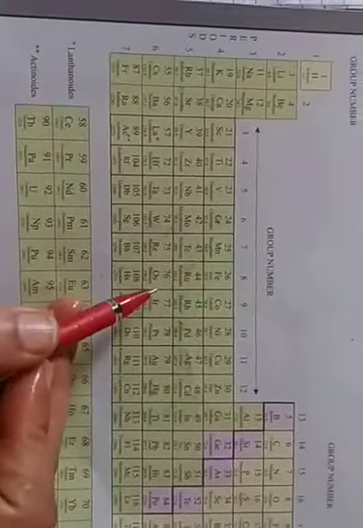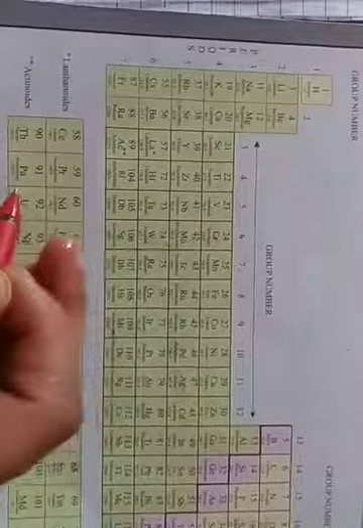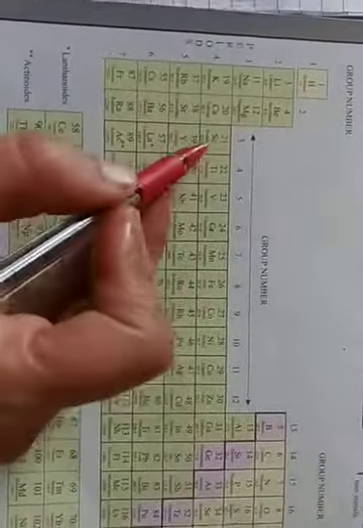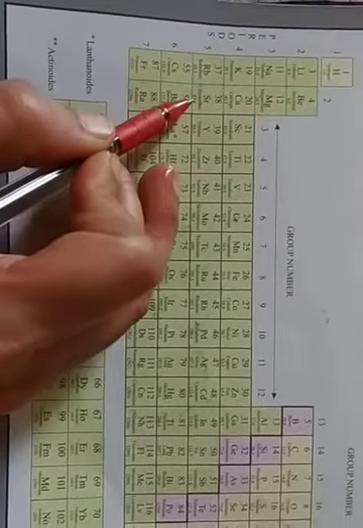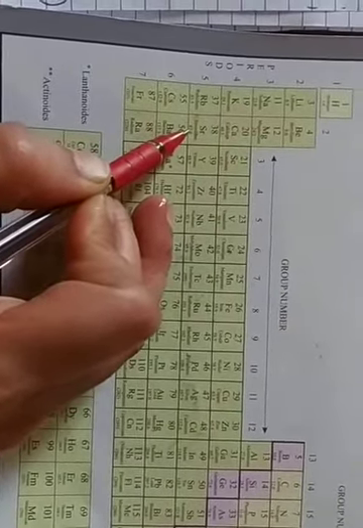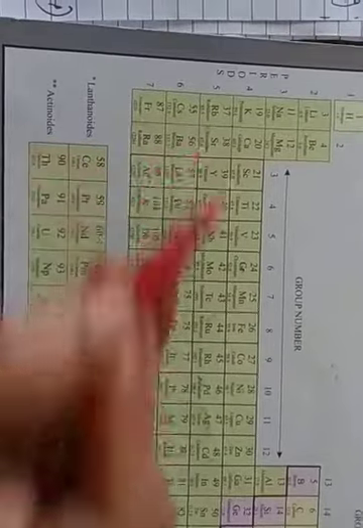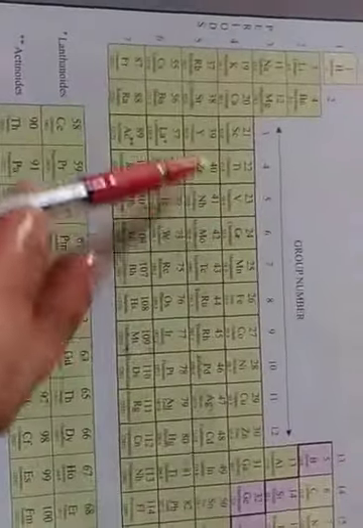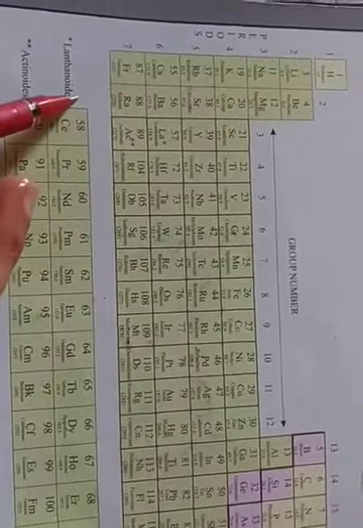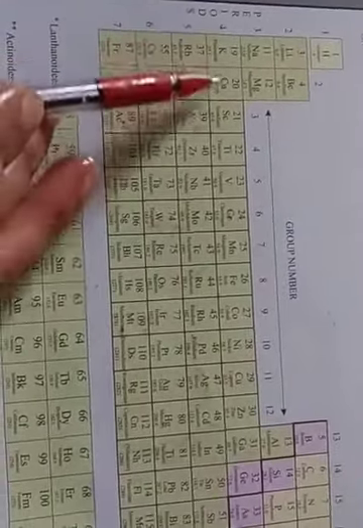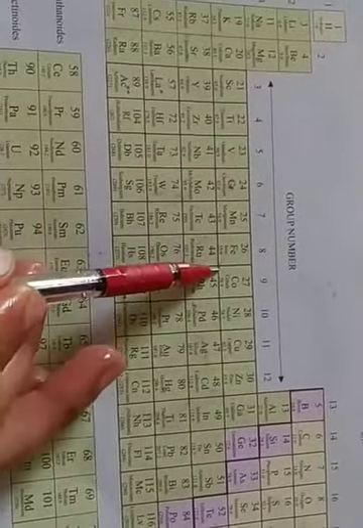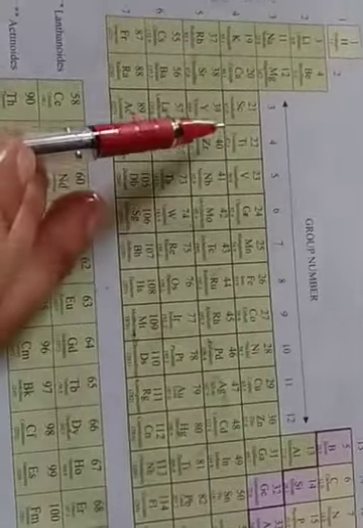As we go down in a group, the number of shells increases. Elements with the same number of occupied shells are placed in the same period, because if atomic number increases, the number of shells will also increase. In a period, elements with the same number of occupied shells are placed in the same period.